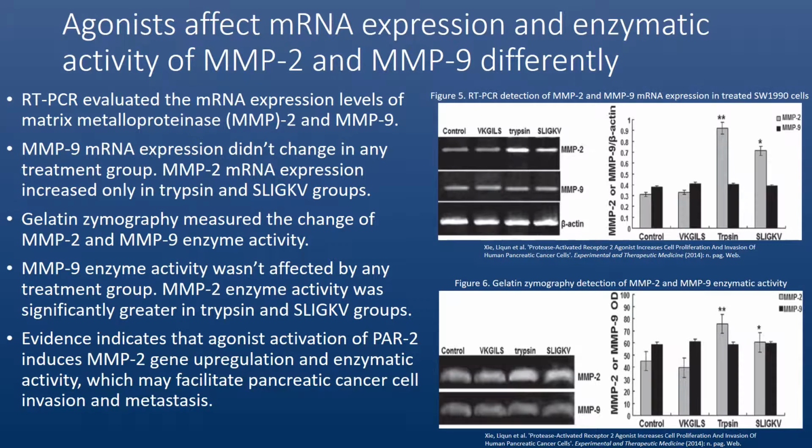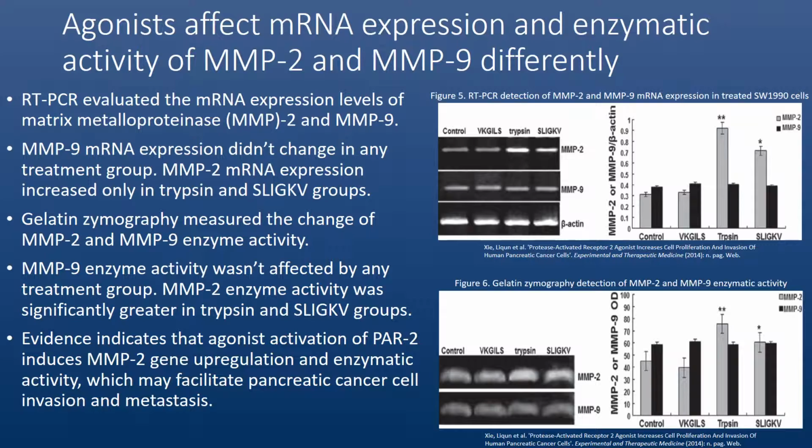The reason the researchers were interested in these specific enzymes is because part 2 is known to signal the production of MMP2 and MMP9 during colon cancer invasion and metastasis. So the researchers used RT-PCR from the gel observed in Figure 5 to evaluate the mRNA expression levels of MMP2 and MMP9. From the graph in Figure 5, it can be observed that MMP9 mRNA expression didn't change in any group treatment, as indicated by a value greater than 0.05.